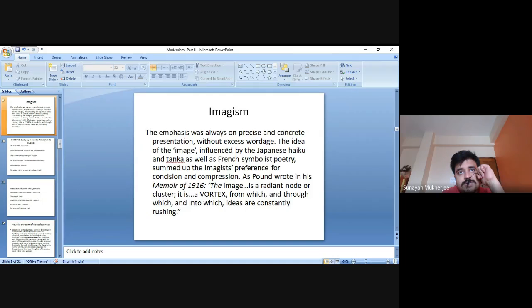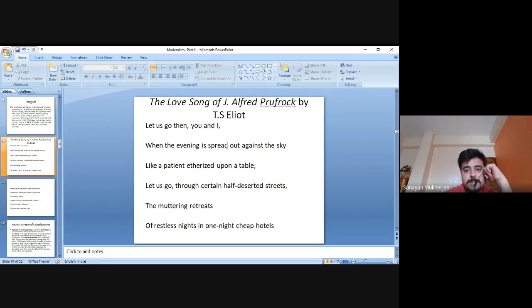From which, that is from the vortex, and through which, through the vortex, and into which, that is, the movement goes inside the vortex, ideas are constantly rushing. New ideas are coming always, every time we use these images. It's like a sort of vortex.